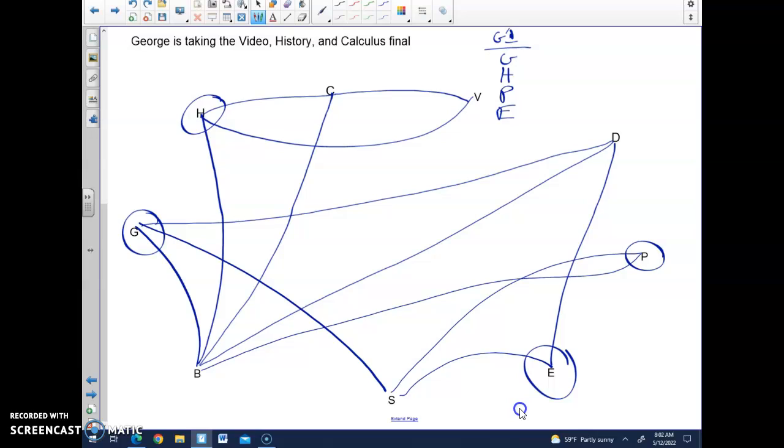Circle it. Spanish can't go with English, so that's no good. And biology can't go with geometry. So that's group 1. Let's start with group 2. We'll put in calculus. We're going to box it. Calculus and driver's ed can go together.